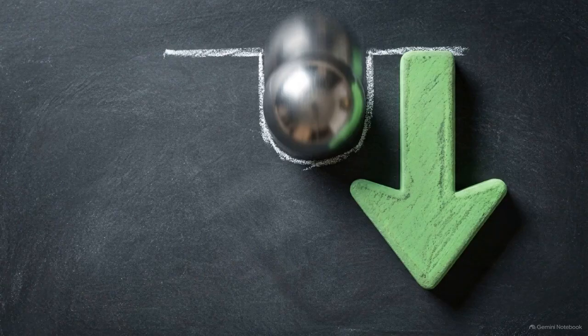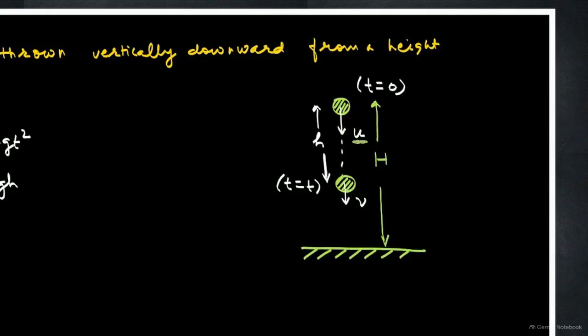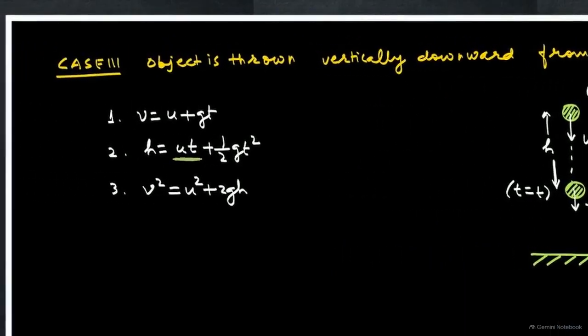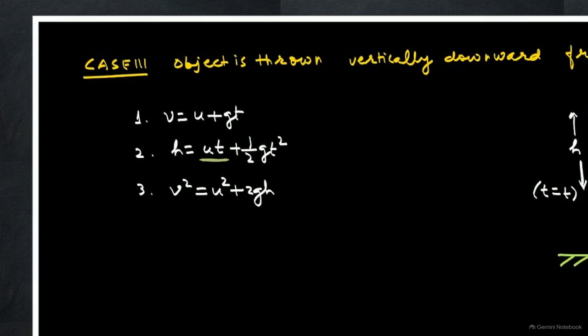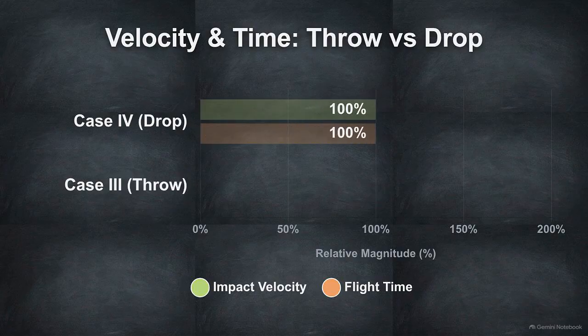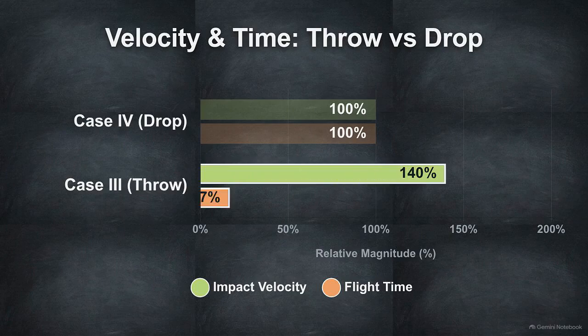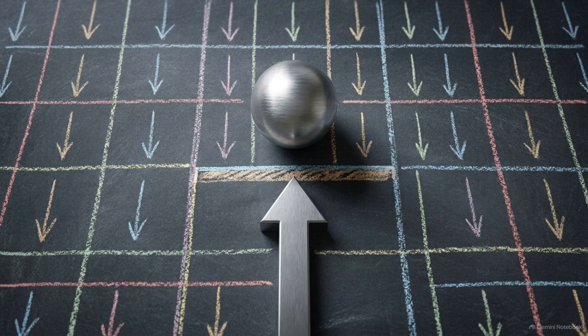In case 2, the object is thrown downwards. The updated diagram shows a downward arrow for the initial velocity, u. Because the throw is downward, matching our positive reference frame, u is a positive non-zero number. Looking at the equations on the left, the time equation now includes the ut term, resulting in h equals ut plus 1/2 gt squared. The updated final velocity equation becomes v squared equals u squared plus 2gh. The addition of that initial velocity term mathematically ensures a higher impact velocity and a shorter flight time than our baseline drop.